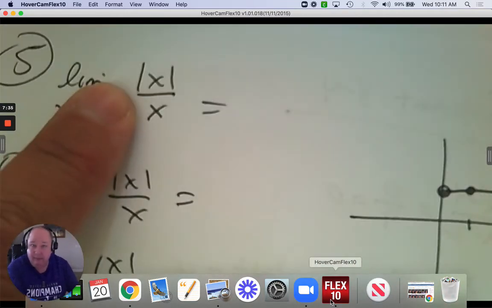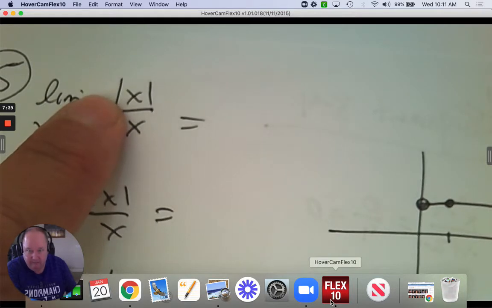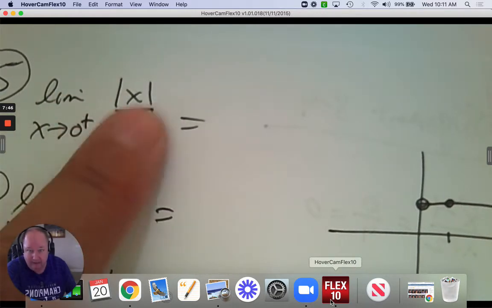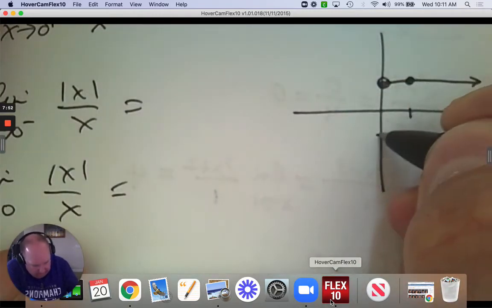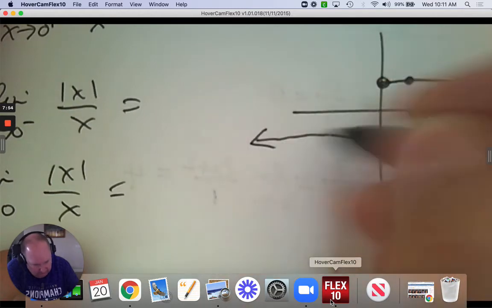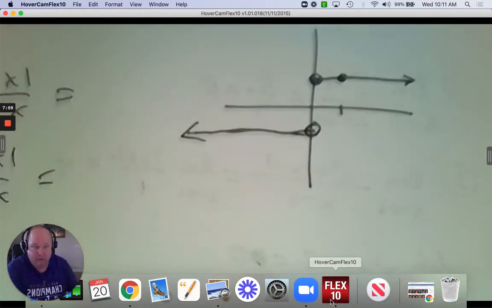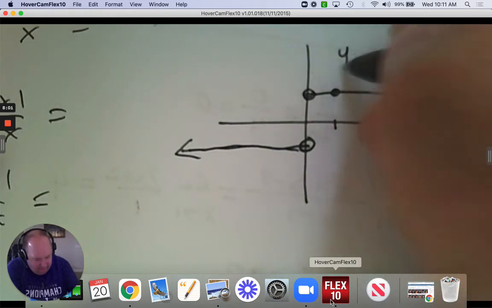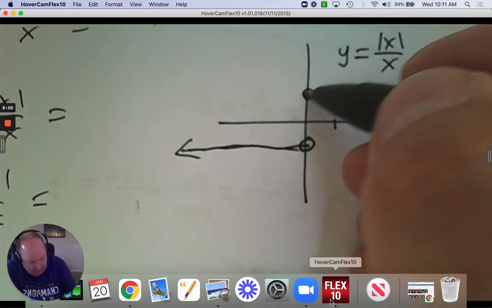What's going to happen when I put in a negative number for x? If I put in a negative number, like negative 1, the absolute value of negative 1 is positive 1, but it's divided by a negative. Because the denominator is negative, it makes a negative answer. So all the answers for negative numbers are going to be negative 1, again, except for 0. So there's the picture of the graph. This is the function, the absolute value of x divided by x, and these are holes.